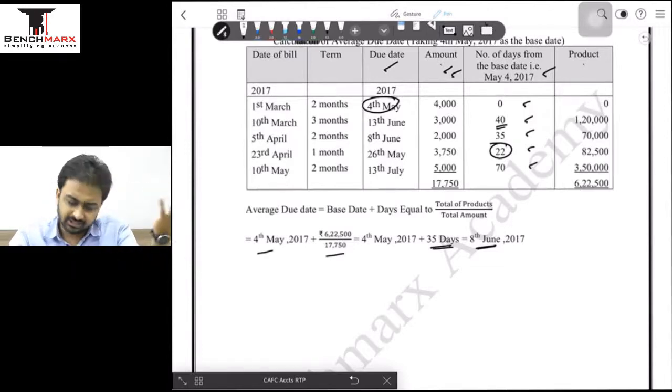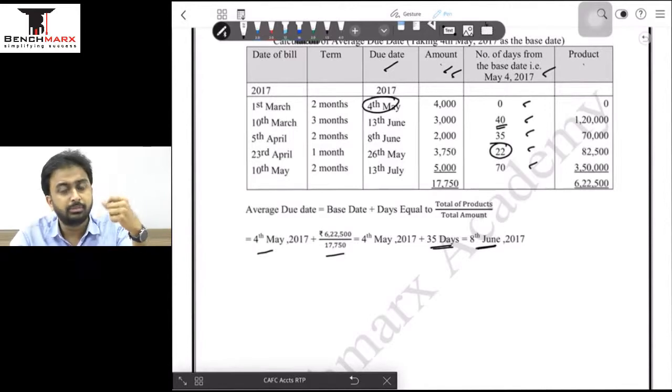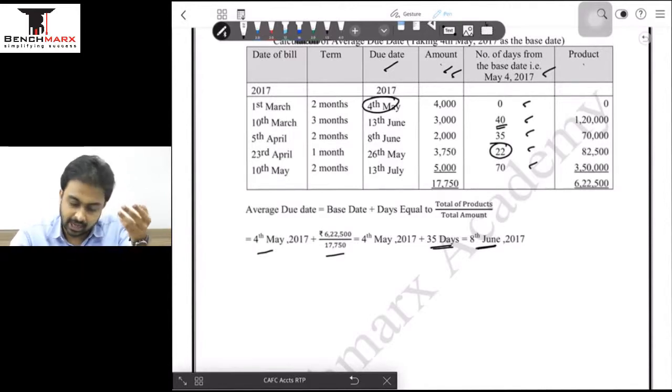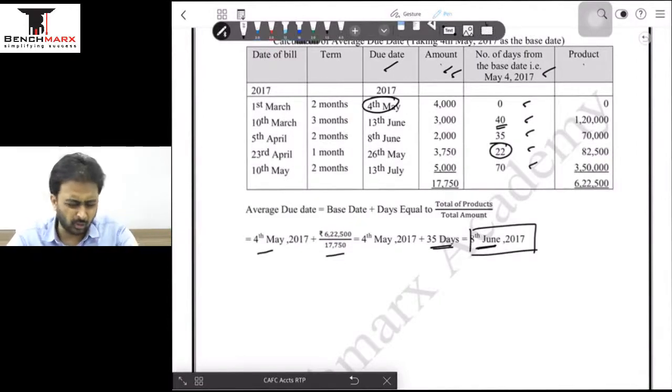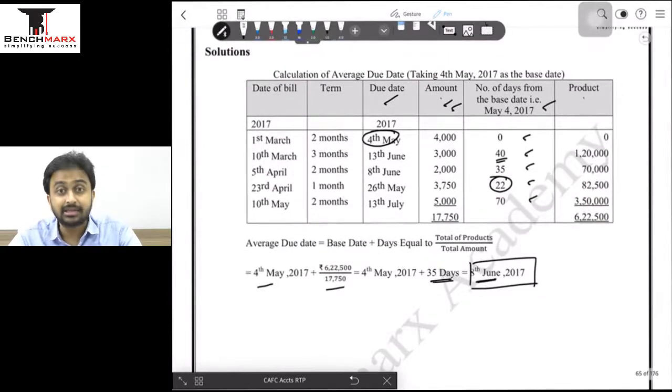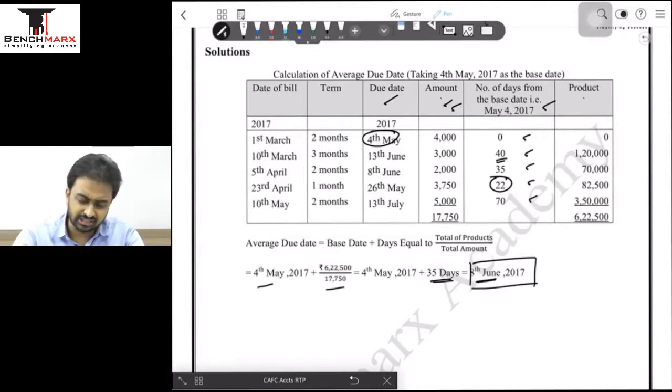Once you get the number of days, simply multiply with the amount, and we will get the product. Base date plus sum of the products upon sum of the amounts will be the number of days away from the base date, and we will get the due date as 8th of June. Very simple question. You can't invest time on sums like this, at least before the exams. I am not telling पढ़ना नहीं है, पढ़ना है, but do not invest time on these sums at least one day before the exam, because there is nothing interesting in this question.